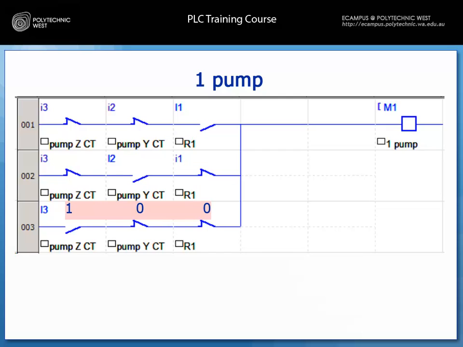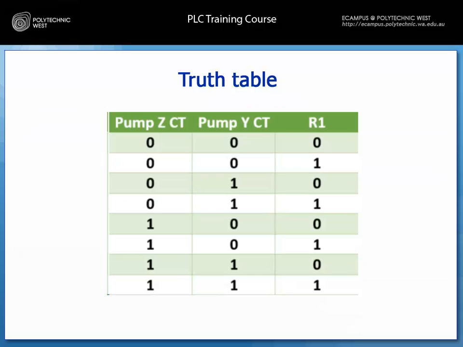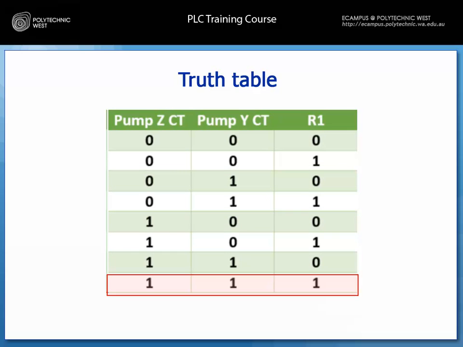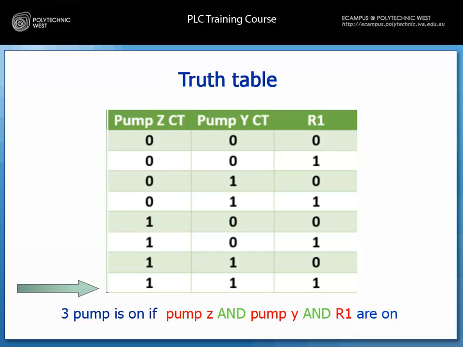The next step is to create the 3 pump internal relay. We want an internal relay that indicates when all 3 pumps are running. Identify which lines of the truth table are true for all 3 pumps running. There is only one line that shows all pumps running, and this is the bottom line. So pump 3 is on if pump Z is on and pump Y is on and R1 is on.